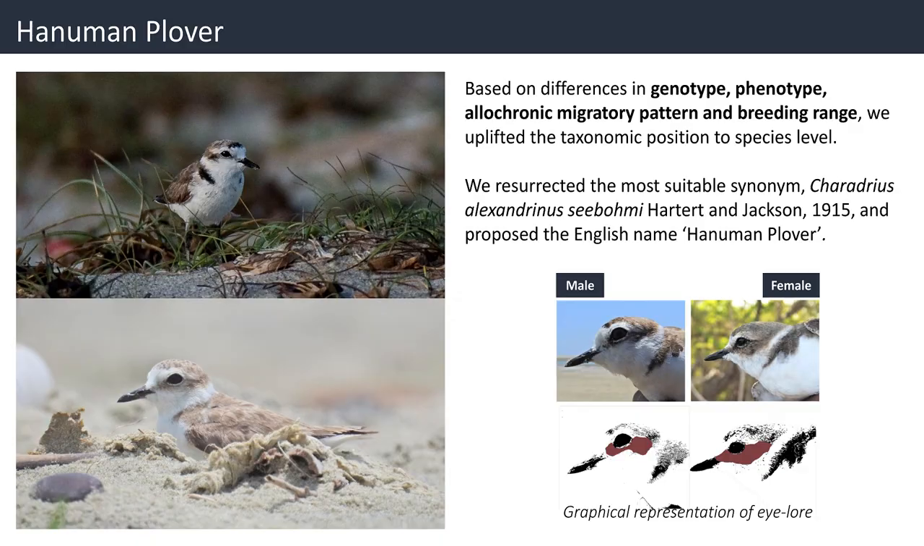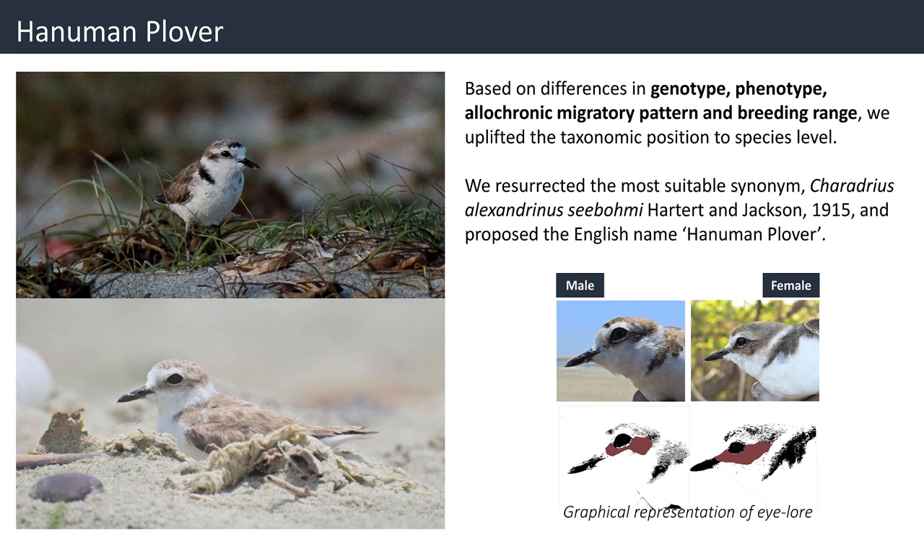So all in all, after all these genetic, phenotypic, and allochronic migratory patterns, as well as the non-overlapping breeding range, with all these things, we uplifted the taxonomic position of Hanuman plover to species level in our paper, and we selected the most suitable synonym, and finally, the vernacular name Hanuman plover and the scientific name Charadrius seebohmi.